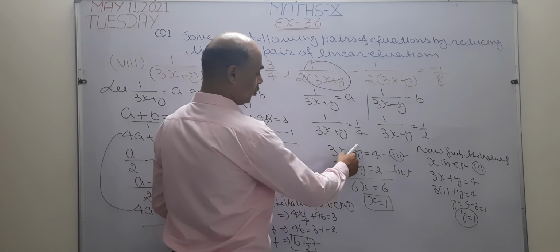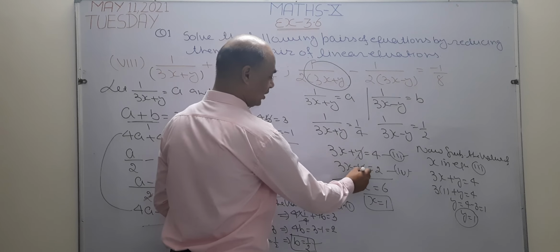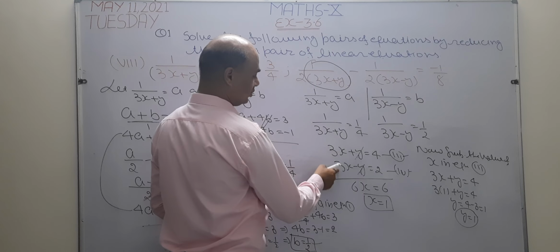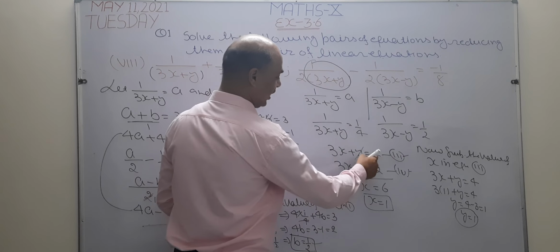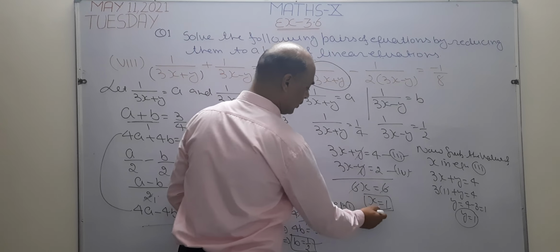Now see, both the terms have the same coefficient. Now this y is going to cancel y. Now what is left? 3 plus 3. 3 plus 3 means 6x. And 2 plus 4 is again 6. This 6 is going to cancel with 6. The value of x becomes 1.